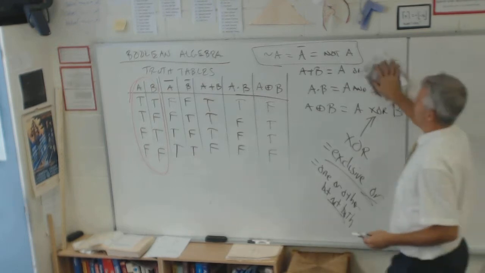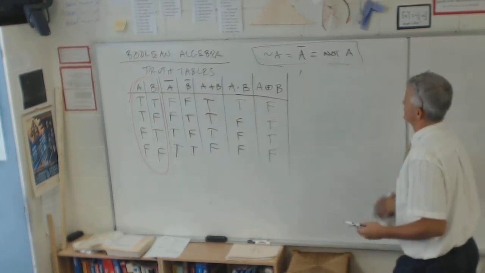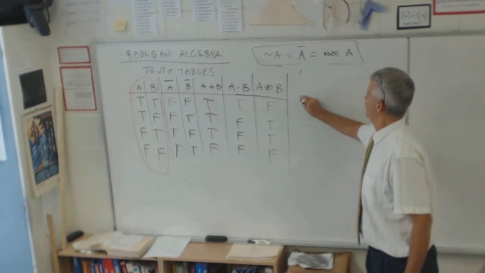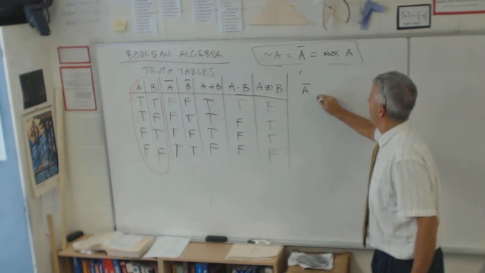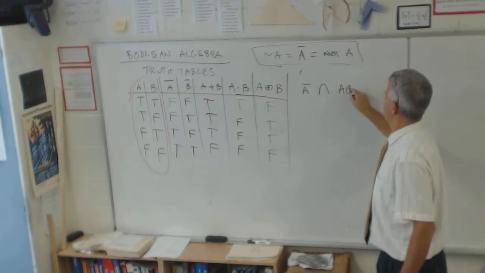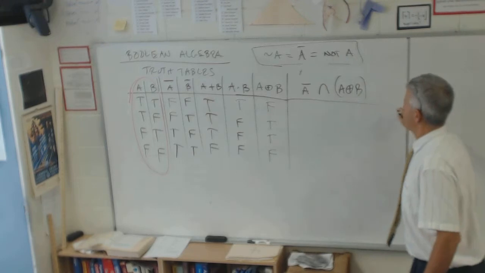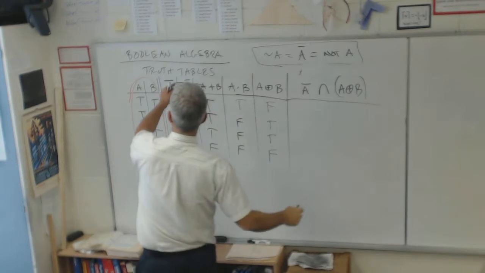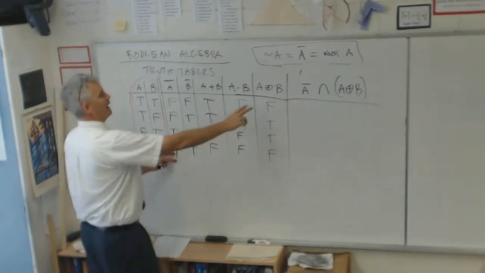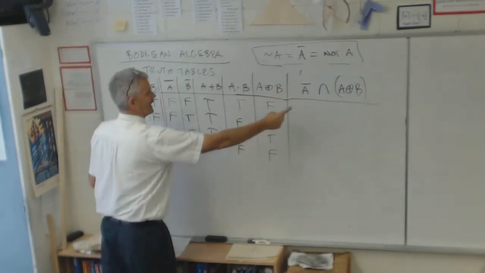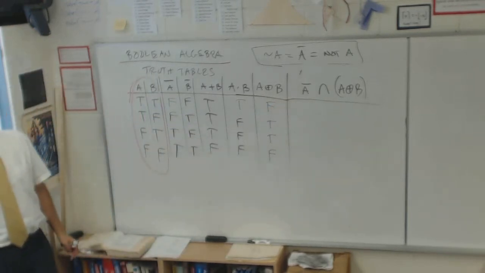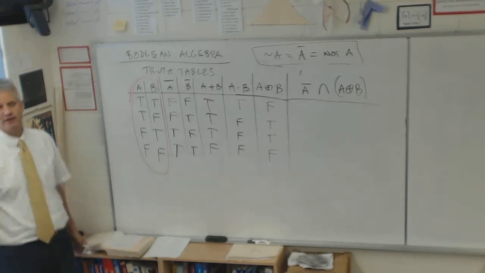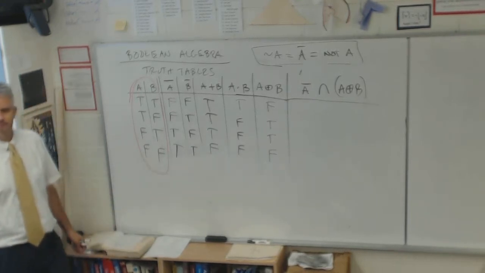Okay, now I'm going to add one more column to this particular truth table to show you what we could do. Like at the very end now, I could do not A and A XOR B as another column. All I have to do now is look back at my not A column and my A XOR B column, and I intersect them. And who's going to give me the last column for this just arbitrary example truth table?